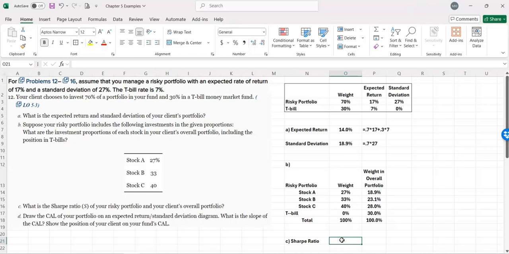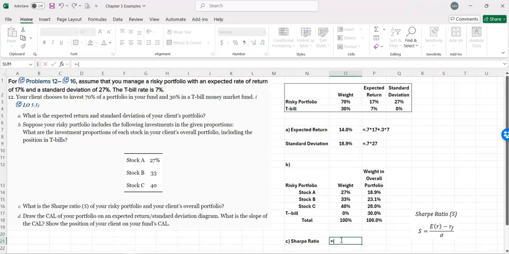So next we have the Sharpe ratio. I pasted the formula for the Sharpe ratio in. The Sharpe ratio is the expected return on the portfolio minus the risk-free rate, divided by the standard deviation. We'll show you something after I do the calculation. The expected return on the portfolio is 14 minus the risk-free rate, which is 7%, the T-bill rate, divided by the portfolio standard deviation. Whoops, I need to add a comma. So it's 0.37, however you want to say it.